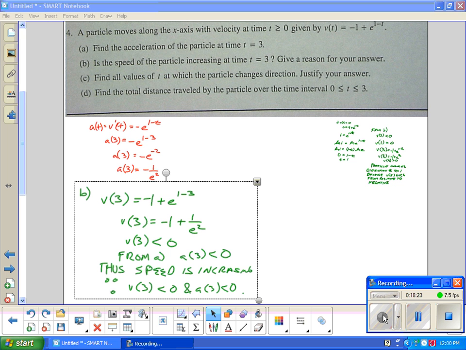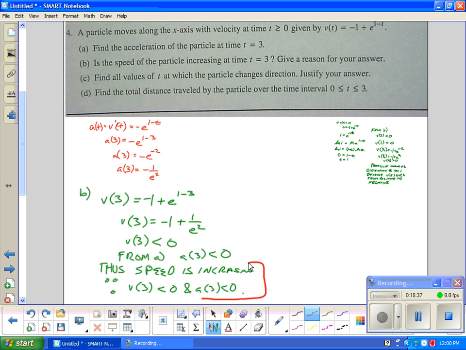All right, so for letter B, the next one, you have to have an answer with a reason to get 1 point. So the answer here is speed is increasing since v of 3 is less than 0 and a of 3 is less than 0. It's exact. My sentence was exactly what their sentence was. It shows you how long I've been teaching AP Calc. With sign everything. And they spelled out because instead of me using the symbol, but that's it.